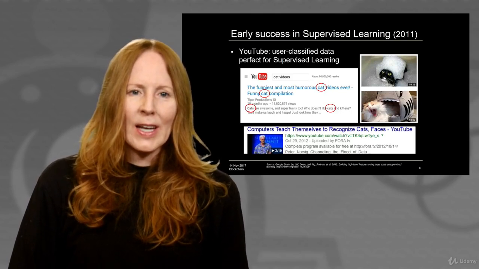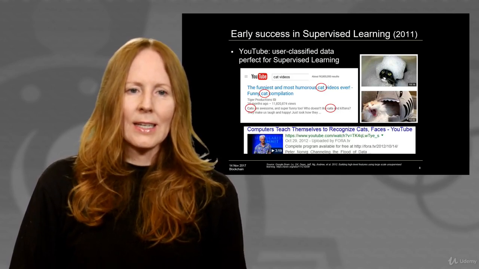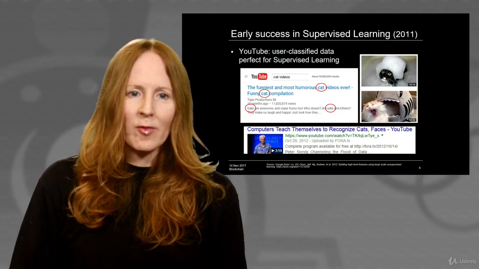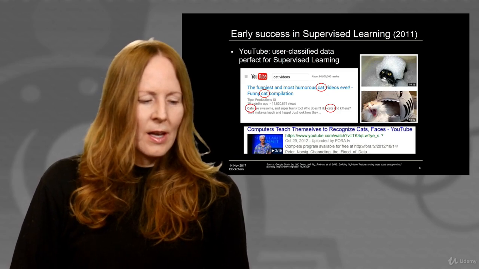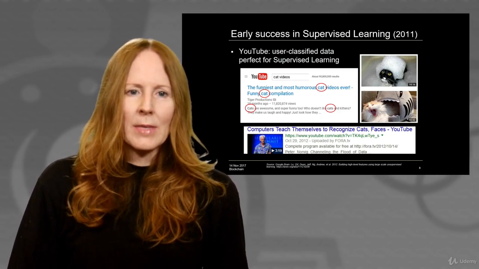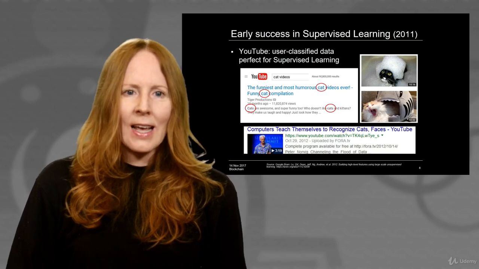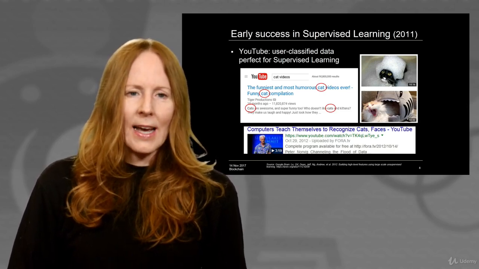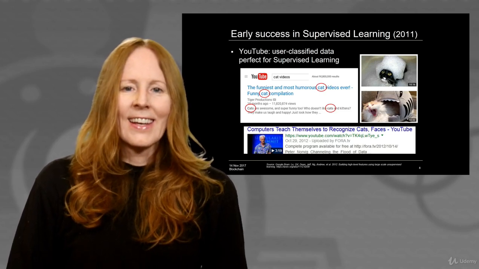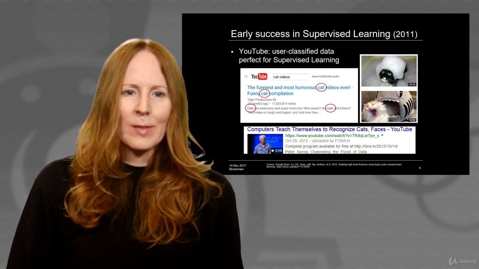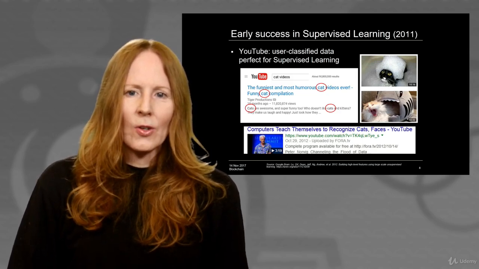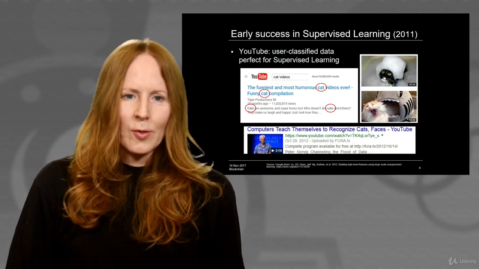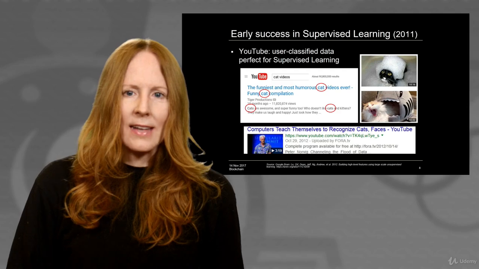We have created the amazing labeled data resource of YouTube cat videos, in the sense that there are about 100 million cat videos on YouTube. That means there's a video of cats and it's labeled with meta text called cat. And so this allows us to run deep learning algorithms over YouTube. And indeed, this is exactly how Google had some early results in 2012 of computers teaching themselves to recognize faces of humans and cats.